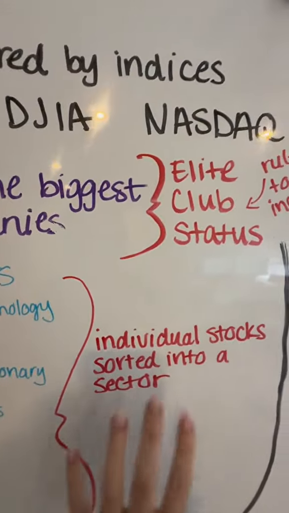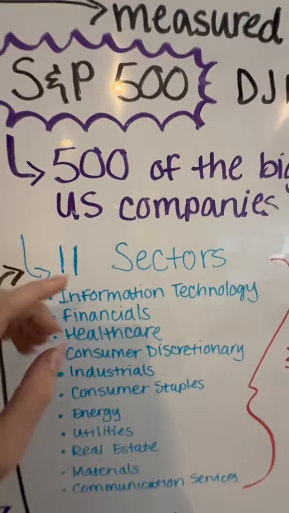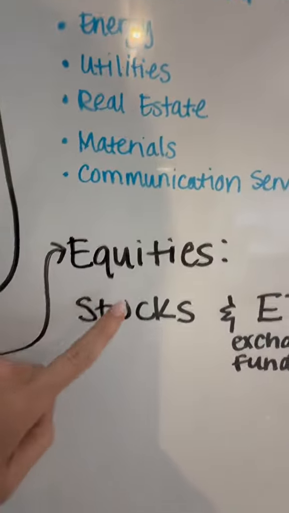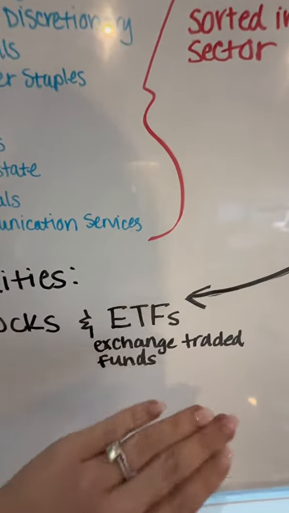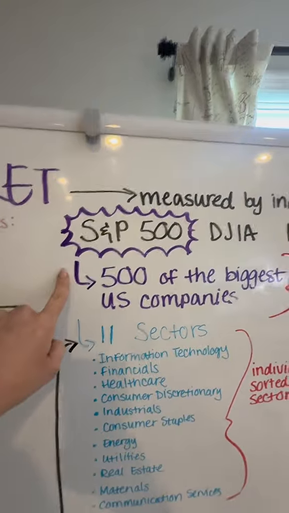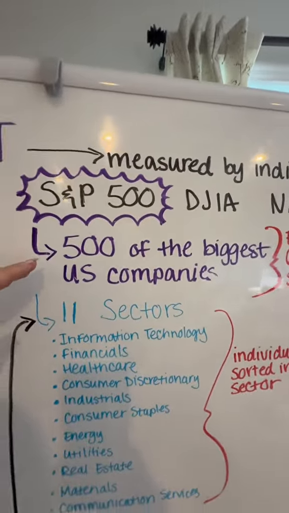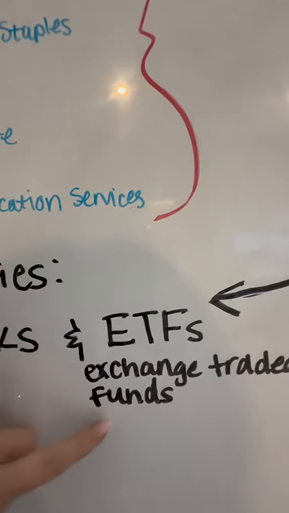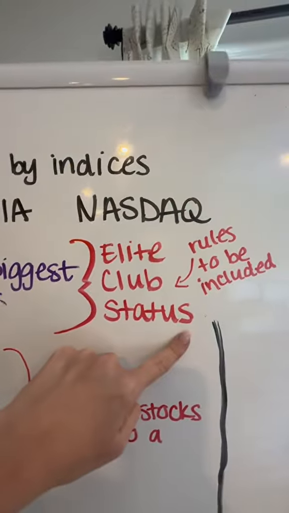And every company or individual stock is separated into 11 GICS sectors. You can read them all there. Another term for stock is equities, and that also includes ETFs, which are exchange traded funds, which is very common for first investments. These are what we call passive investments, because you can't buy an index directly, the S&P 500, the 500 biggest companies, but you can buy something that mirrors the S&P 500, which is an ETF, and it's very common because it's elite club status.